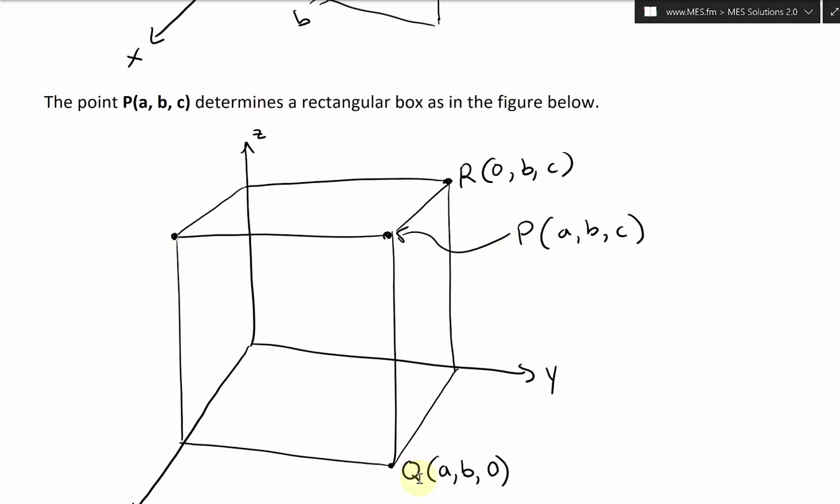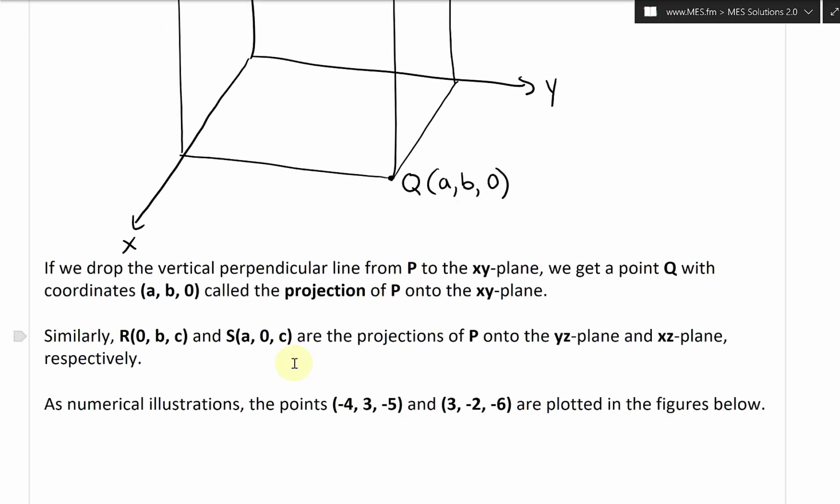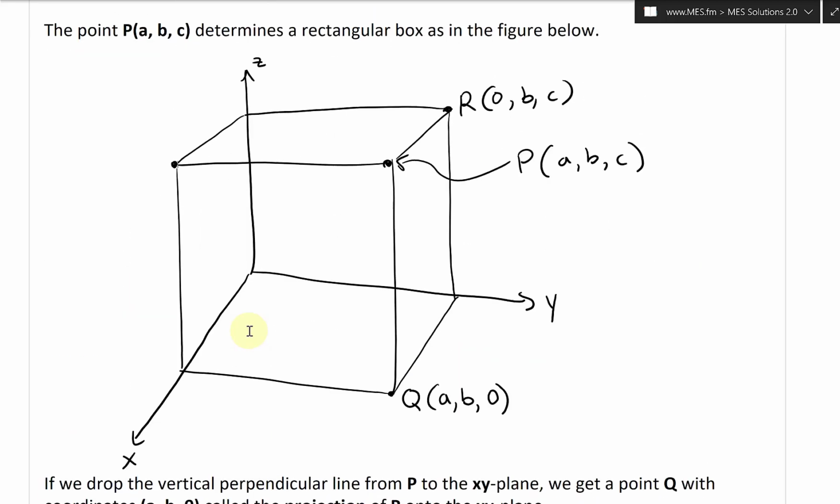So this is P, Q, R, and this one is S, like that. Now let's put this like this. This is going to be our S. This is going to be our A. 0 is the Y coordinate, and then this is going to be C, like that.